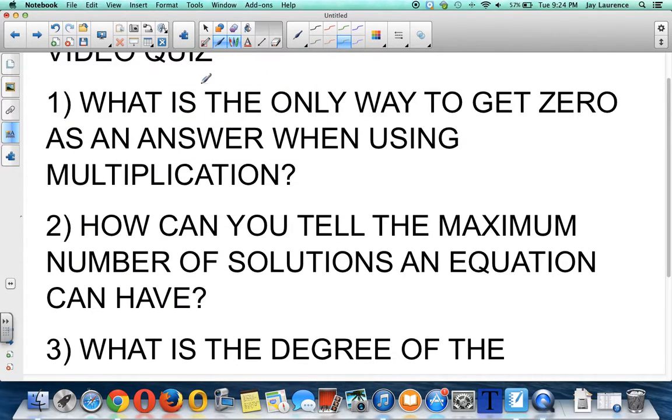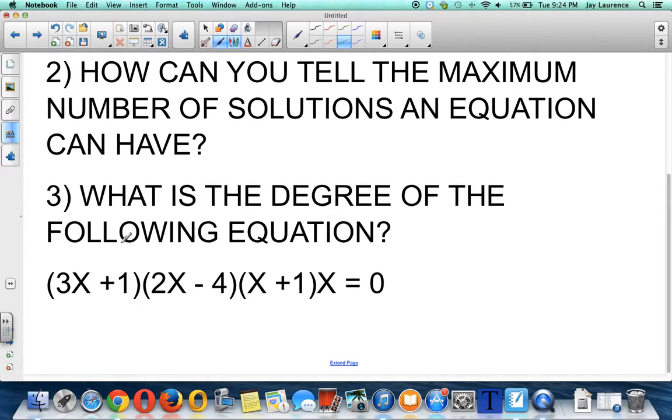So the first question is, what is the only way to get 0 as an answer when using multiplication? And I just said that a couple minutes ago, so you can rewind if you didn't get it. How can you tell the maximum number of solutions an equation can have? All right, well, that should be pretty easy. And then what is the degree of the following equation? All right, this should be pretty easy to do. Also, I'll give you a hint. 1, 2, 2, 2. Multiply those together and you should know.